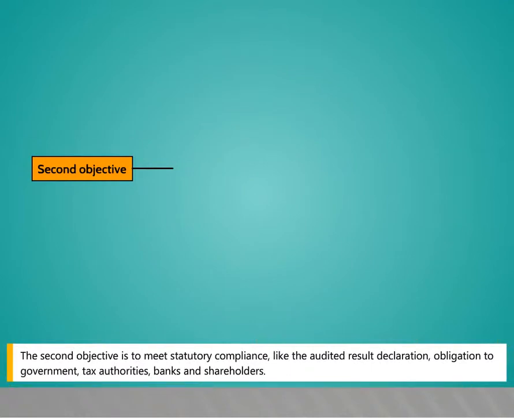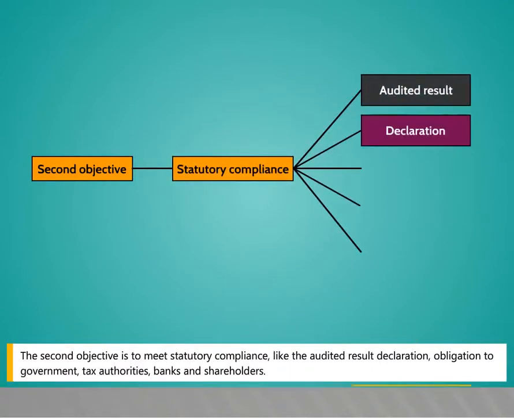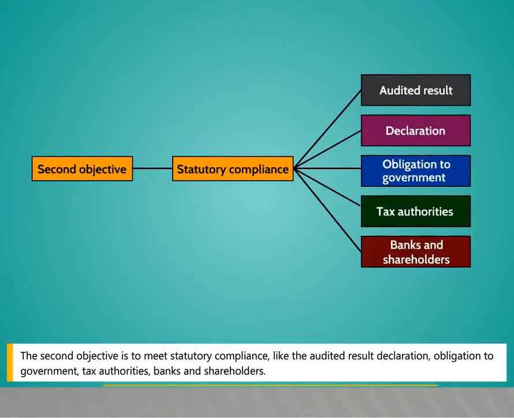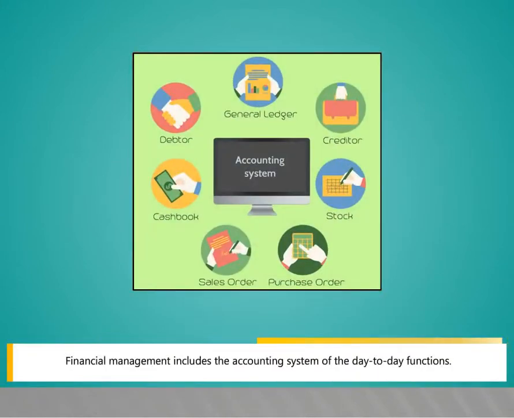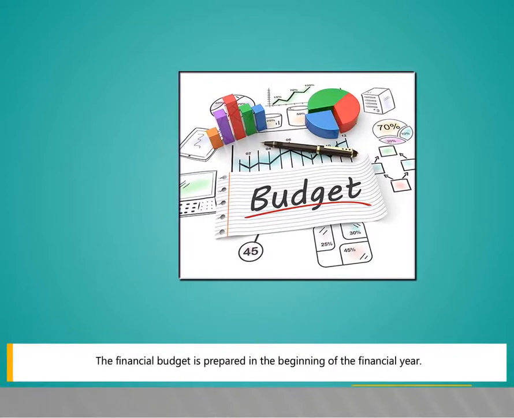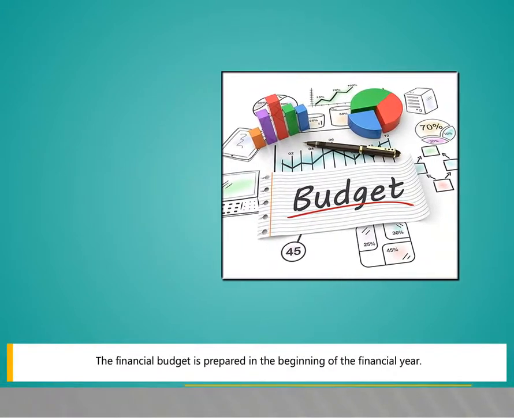The second objective is to meet statutory compliance like the audited result declaration, obligation to government, tax authorities, banks, and shareholders. Financial management includes the accounting system of the day-to-day functions. The financial budget is prepared in the beginning of the financial year.